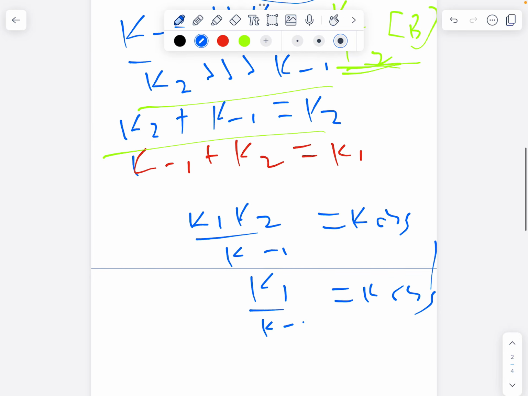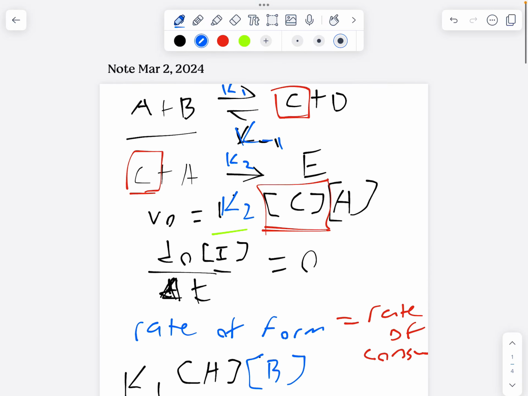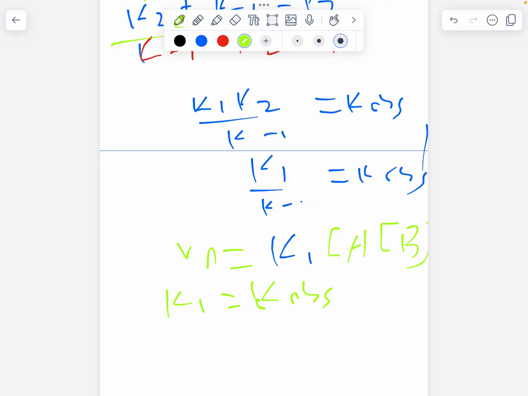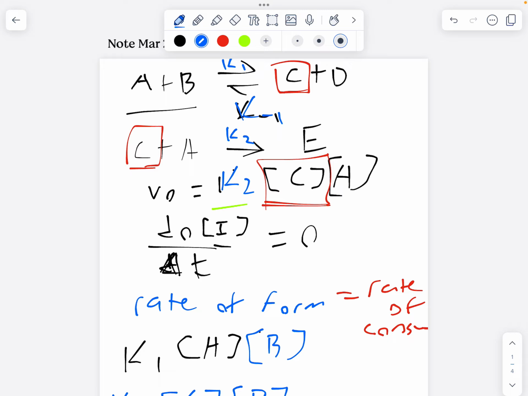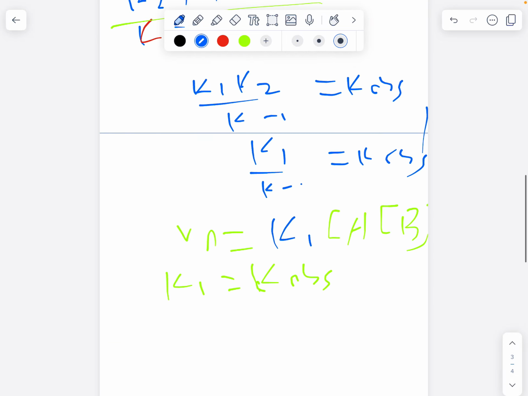Or in this case, we wouldn't even have k minus 1. We would simply have that k1 A B is equal to the initial rate of reaction. So that would mean k1 would be equal to k observed. But how can k1 be equal to k observed? Because we said k1 was equal to the rate constant for this forward reaction here. So I don't think k1 can be equal to k observed.